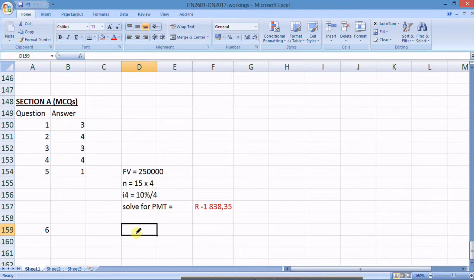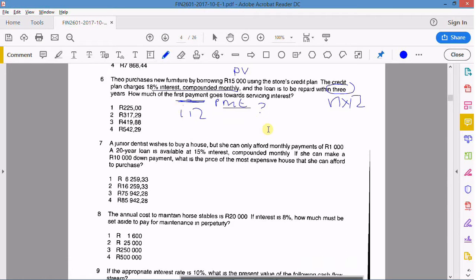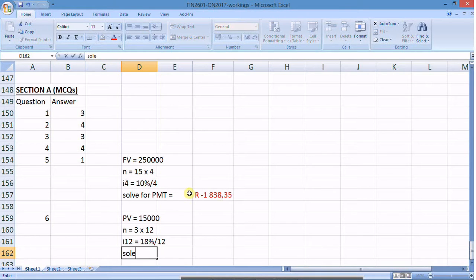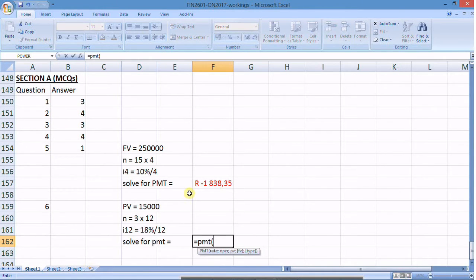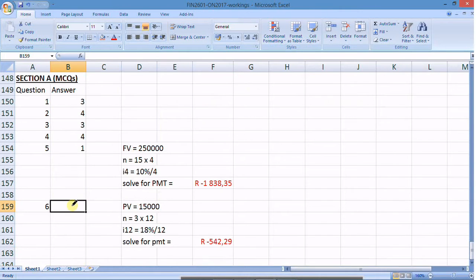Okay, so let's rewrite. PV is 15,000. N was 3 years times 12, so it's 36. I-12 was 18% divided by 12, and then you need to work out PMT. Solve. PMT, brackets, the rate, 18 divided by 12, close brackets. The N was 36. The PV was 15,000. Close brackets. 542. Number 4.